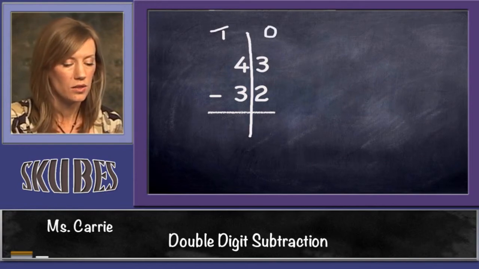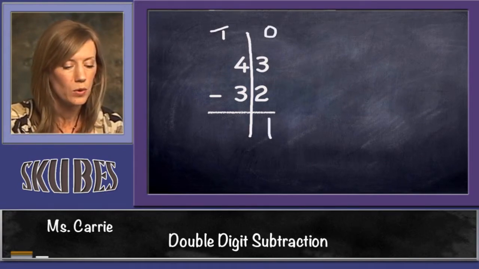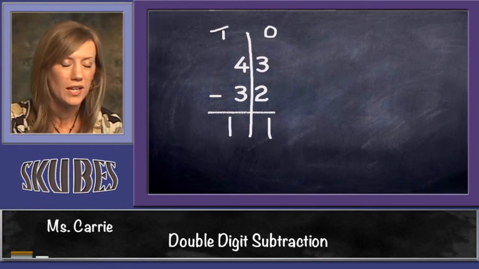When we look at 43 minus 32, we have our tens place and our ones place. We start in the ones. 3 minus 2 is 1. And 4 minus 3 is 1. So our answer is 11.